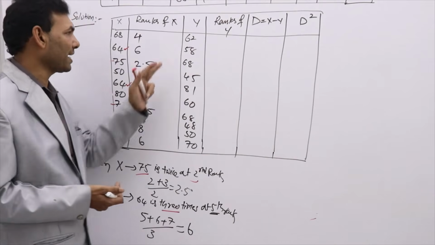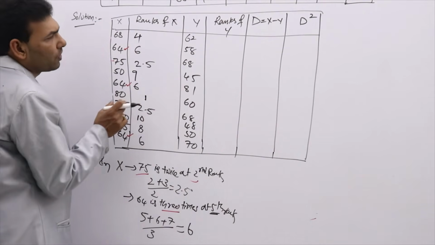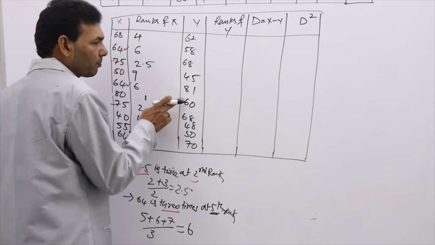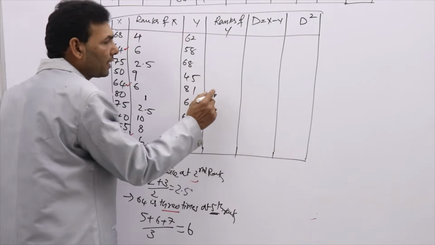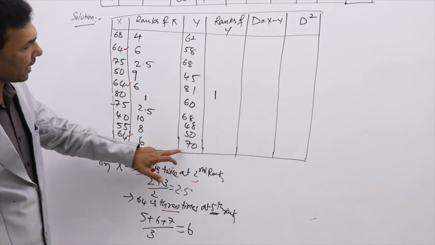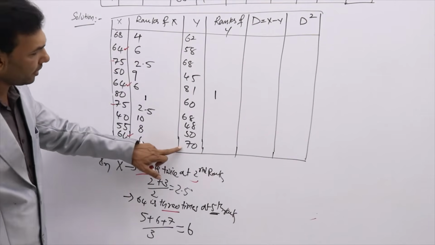Next we need to give ranks for Y values. The highest marks will get first rank. The first rank will go to 81. Next highest gets second rank. Next highest is 70, right?